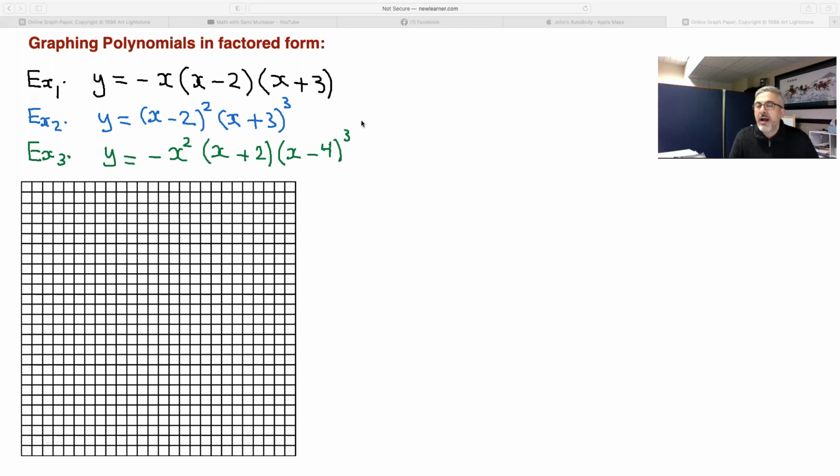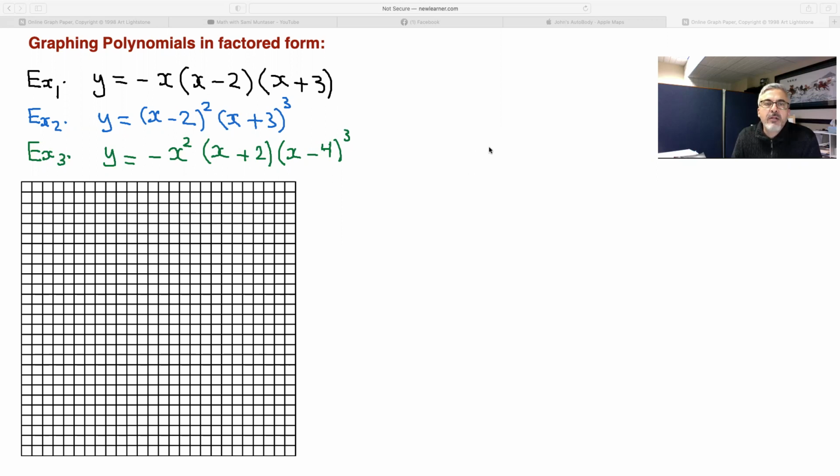With graphing this, my focus is basically the end behavior: which direction the graph goes on the right side and left side. We're not going to worry about y-intercepts, or how far up and how far down it goes, meaning local maximums and local minimums. No, we're just going to focus on the behavior of the graph.